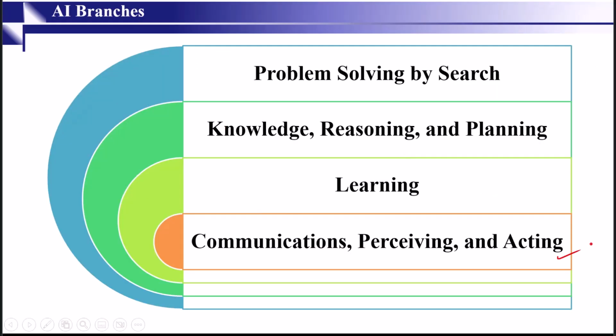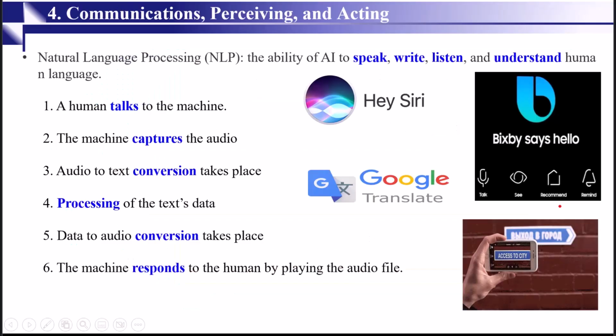And the last but not least category of AI is communication, perceiving, and acting. In here, we have many branches. One of the famous ones is natural language processing. These days, we have too many chatbots like ChatGPT, DeepSeek, Google Gemini, Bing, Grok, and many others. They are natural language processing models. So these are some sub-branches of AI. And in here, we want to help AI agents to understand, interpret, and generate human language, to talk with us, to listen to us, to write for us, to read for us, and all of that.